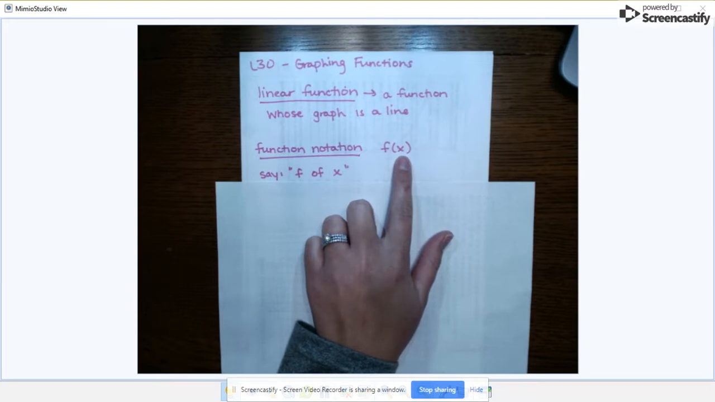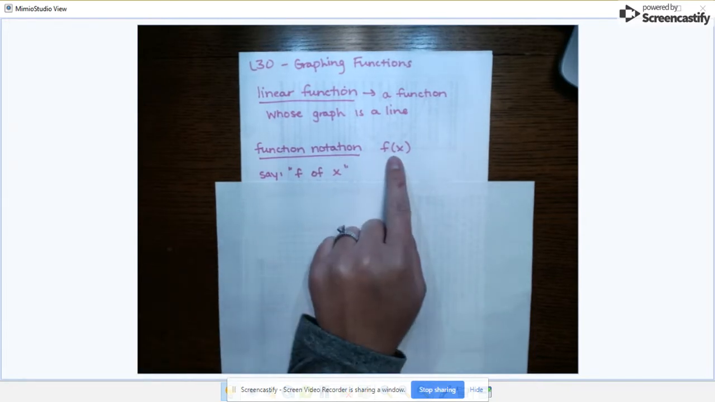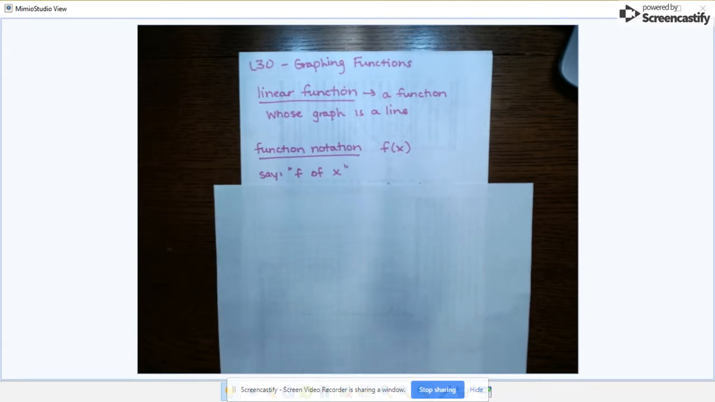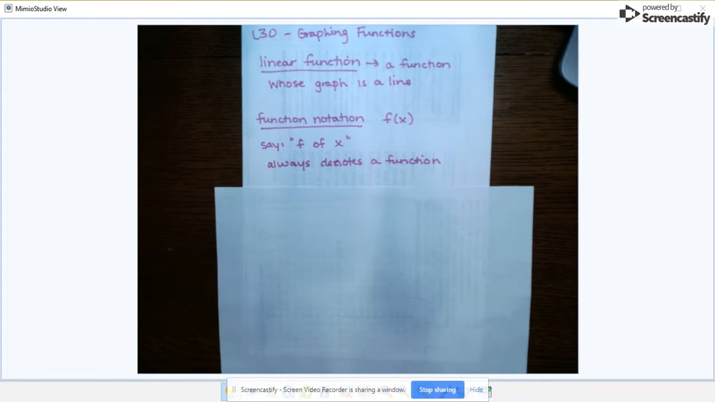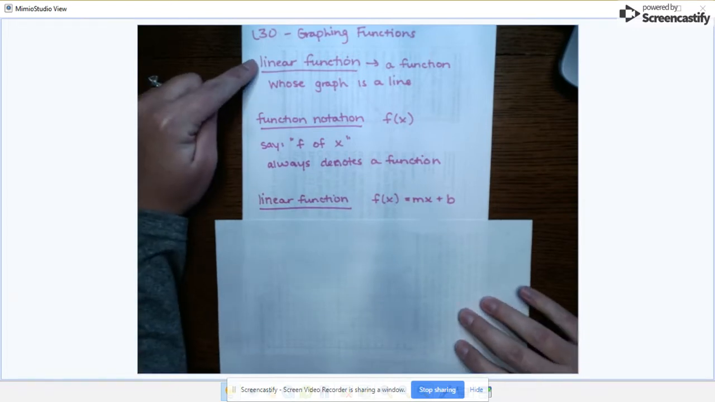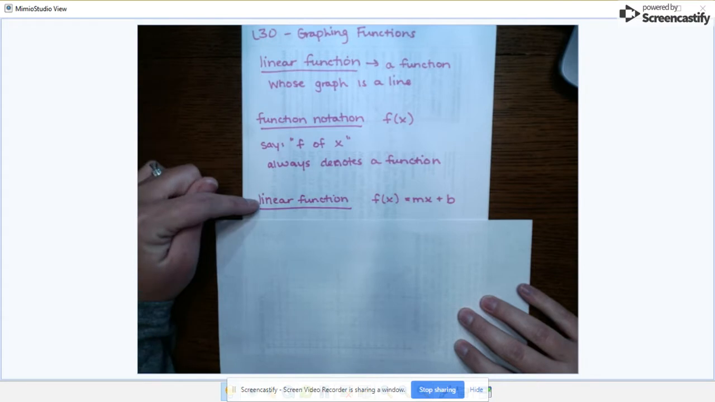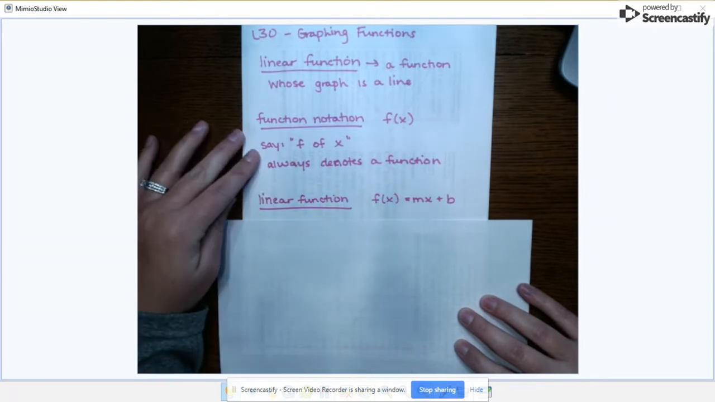It's the exact same thing as y. So normally our equations are y equals 2x plus 5. Well, now we're going to substitute that y with f of x. So it would be f of x equals 2x plus 5. Anytime you see that f of x notation, it will always mean that your equation is a function. So knowing that our linear functions are going to form a line, we can define our linear function with an equation, and that's f of x equals mx plus b.